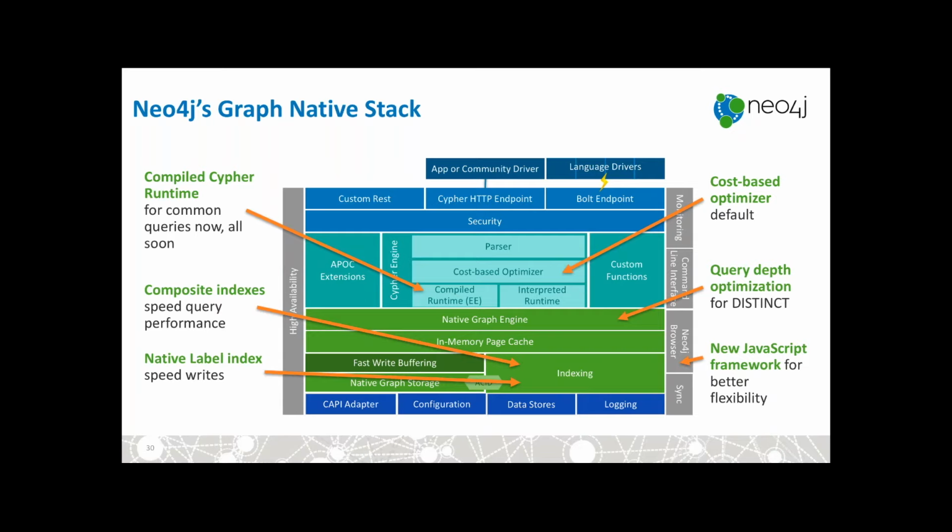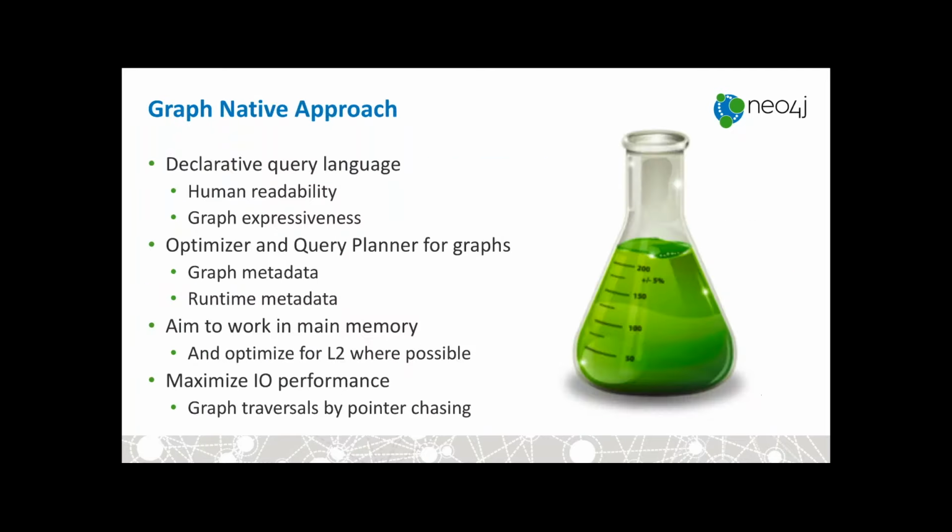In Neo4j 3.2, we added a bunch more native thinking into the stack. So the Cypher runtime is now compiled rather than interpreted. We added composite indexes and native label indexes, moving away from the general purpose indexing toolkit that Lucene provided, which provided most of our indexing historically, to more graph-affine indexing that we want to go forward with in the future. The cost-based optimizer in Cypher is now the default. We have query depth optimizations for DISTINCT. We have effectively affinity between keywords that we depend on up in Cypher land, up in user land. We can now optimize for that actually in our graph engine.